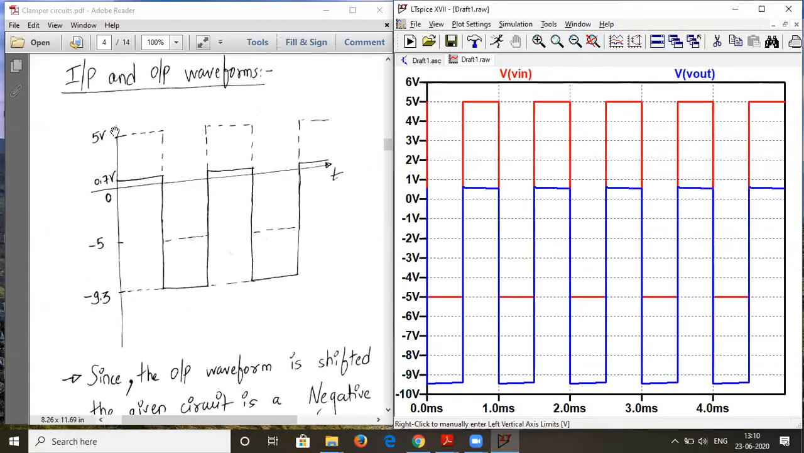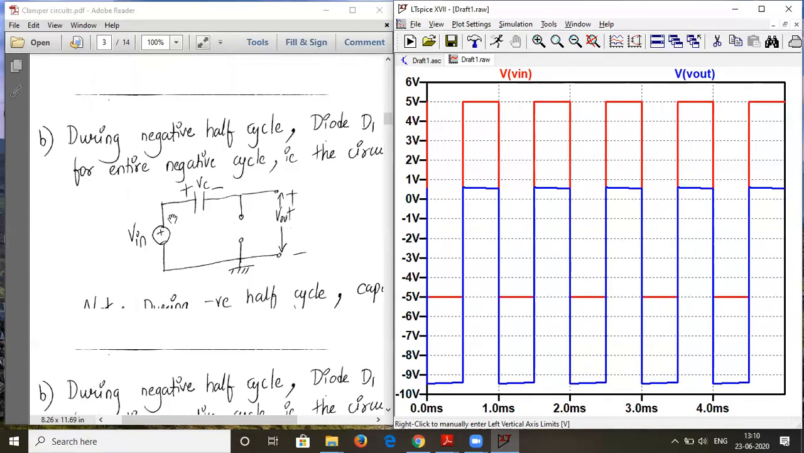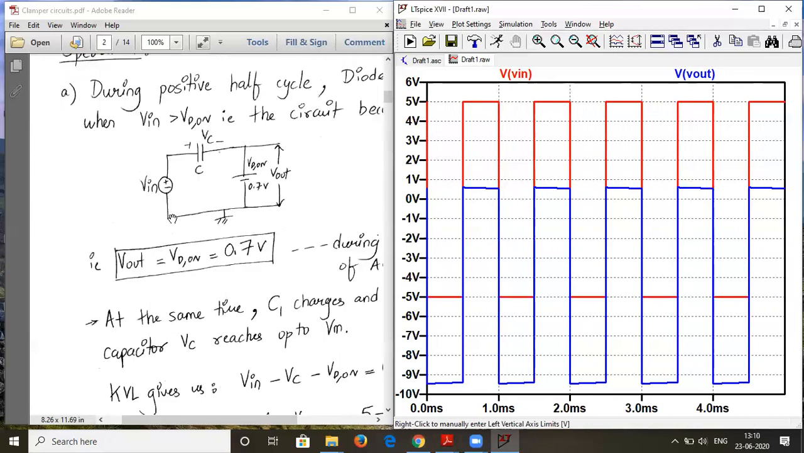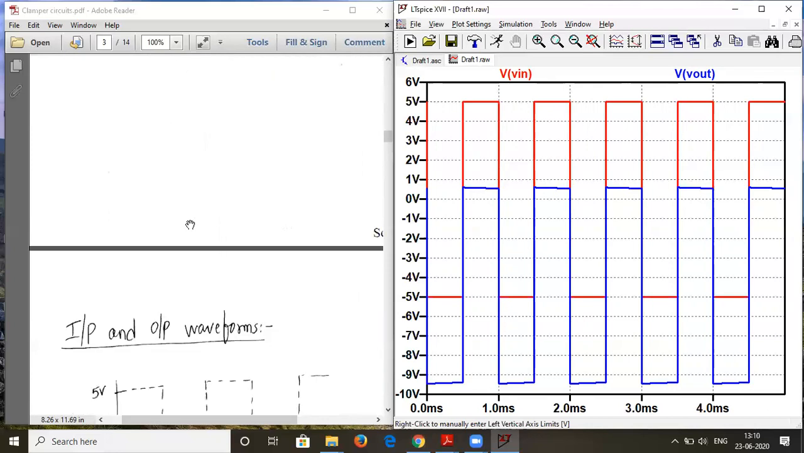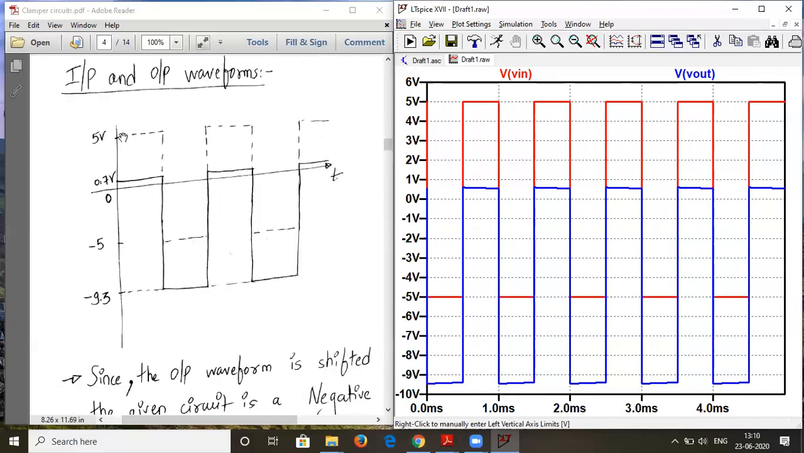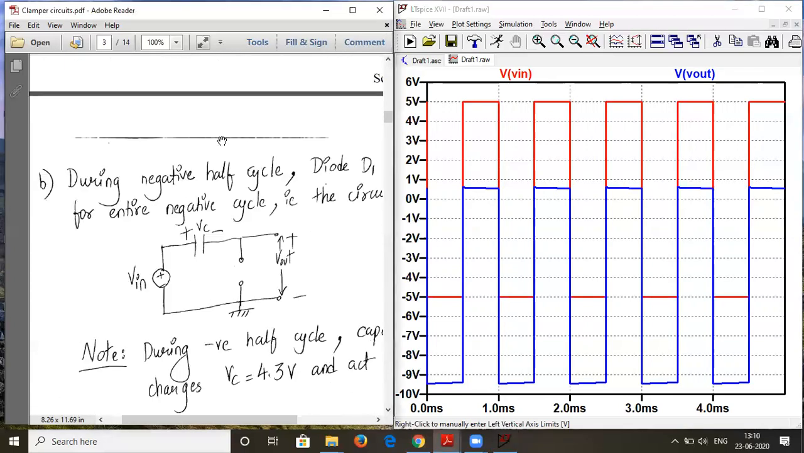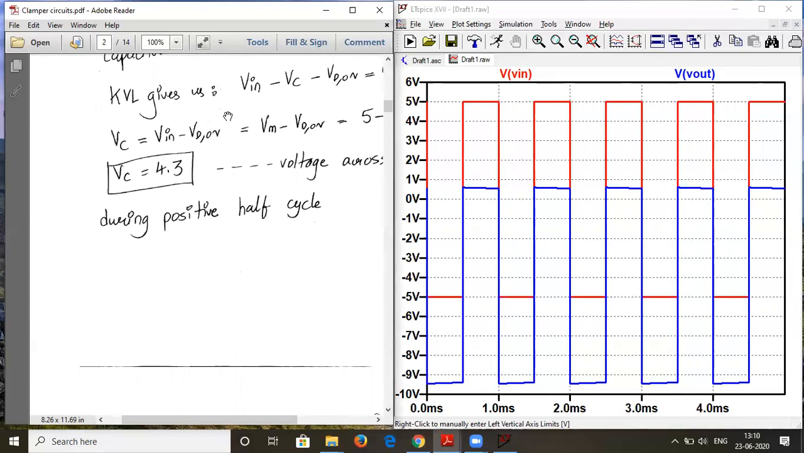So what happened is the clamping level has shifted down. Now what is the clamping level? Here the clamping level is around 4.3. So the entire input waveform has been shifted down by 4.3. Basically, if you add the 4.3 to minus 5 minus 4.3, it will become 9.3. So the clamping level is the amount of charge, in terms of voltage, stored by this capacitor.